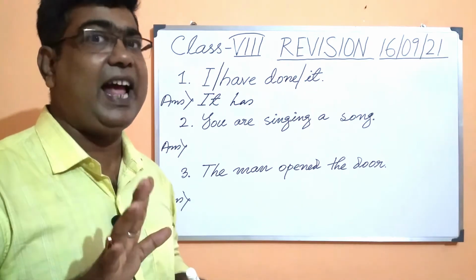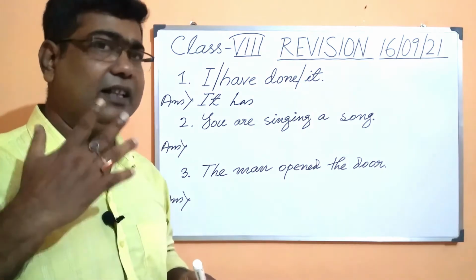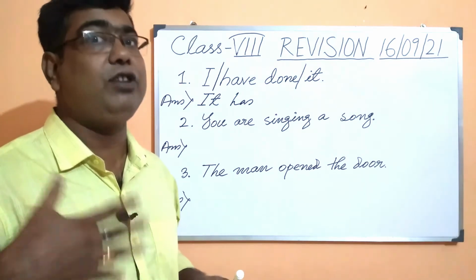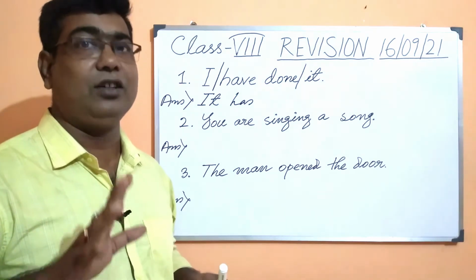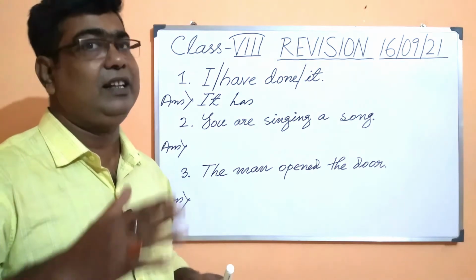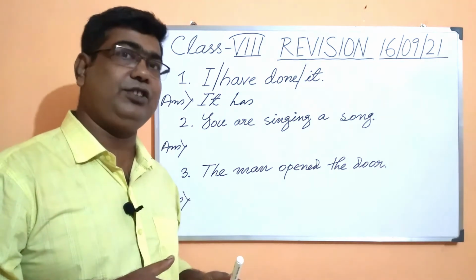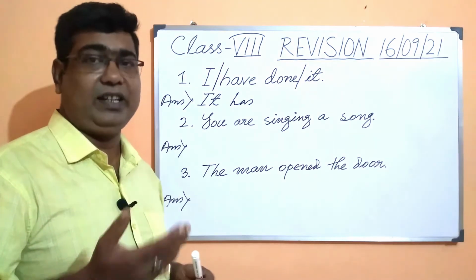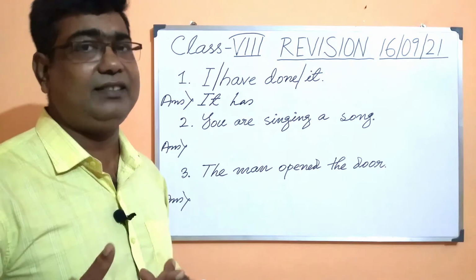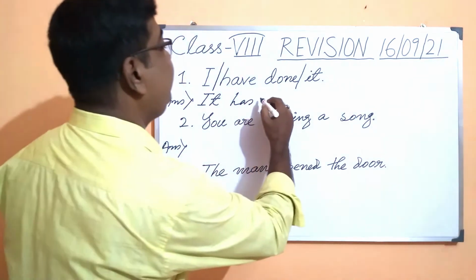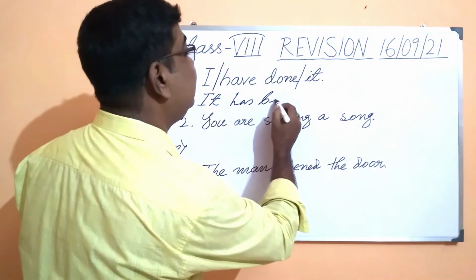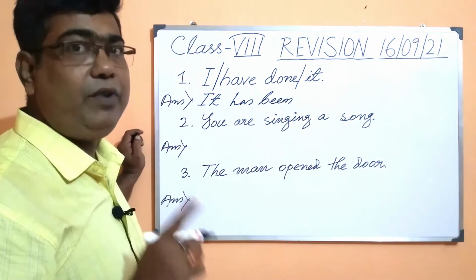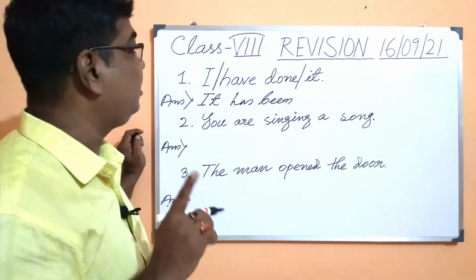Thereafter, been is to be added, which we have discussed a number of times in our live classes, and PDFs have already been given regarding the rules of how we transform sentences from active voice to passive voice. What is the rule for simple present tense? What is the rule for present continuous tense? And so on. So we have to put been. It has become it has been. Now will come the third form of the verb.